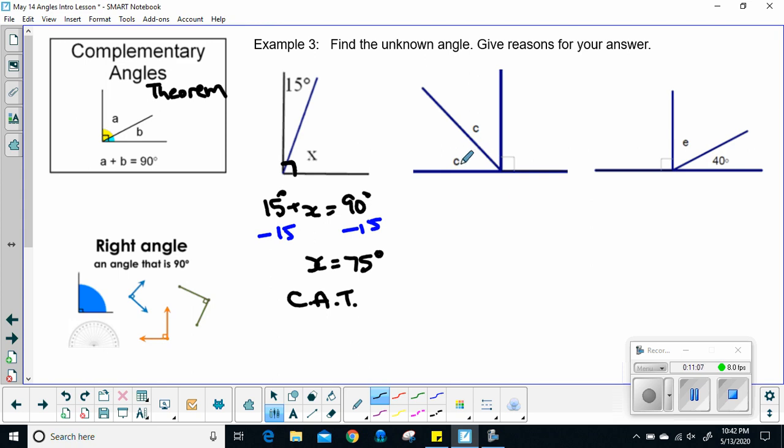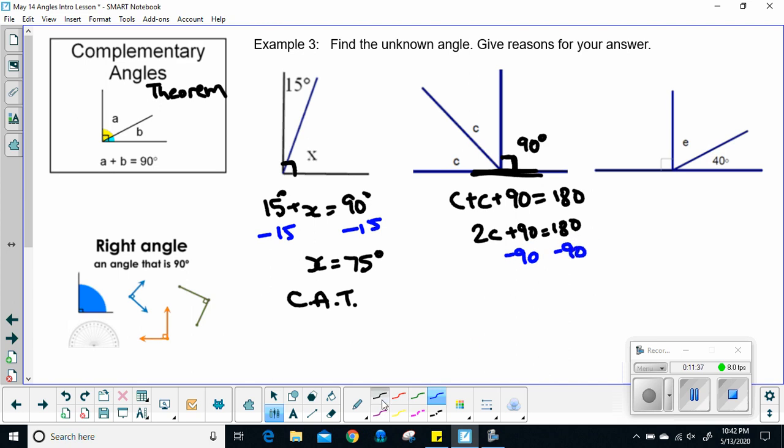Okay. How about these ones? Notice I have the letter C and the letter C. That means they're both going to be the same, so that's exciting. C plus, there's my square, 90 degrees, equals 180 degrees, since they all add up to 180. I could have known that since that's 90, this is 90, but that's fine. C plus C is 2C, plus 90 equals 180. Let's bring that 90 over to the other side, minus 90 minus 90. So that means 2C equals 90 degrees. Divide both sides by 2. C is 45 degrees. Well, that kind of makes sense, doesn't it? Because if this is 90, this side over here has to be 90, and if I divide it up by 2 equally, 90 divided by 2 is 45. Complementary angles.